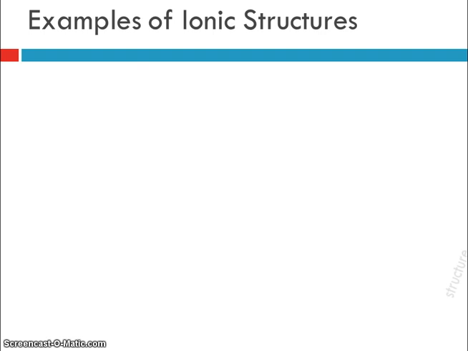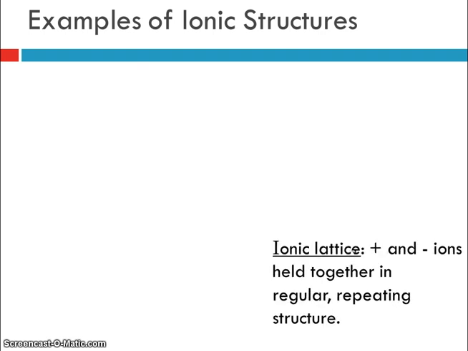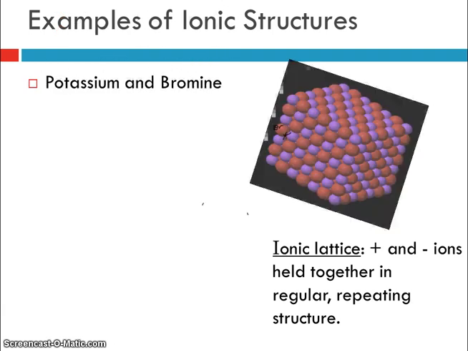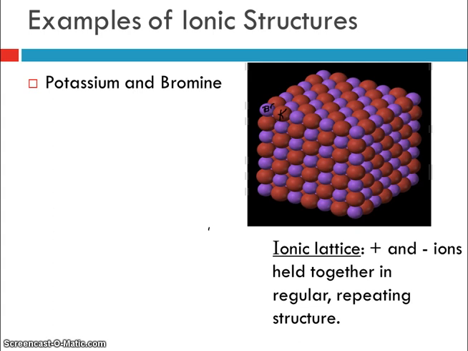Examples of ionic structures. Again, ionic lattices are just the positive and negative ions held together in a regular repeating structure. Let's use the example of potassium and bromine. To our right, we have, as our little purple spheres, bromine, linked together with potassium, which is in our red spheres. This is a pattern they would be forming.